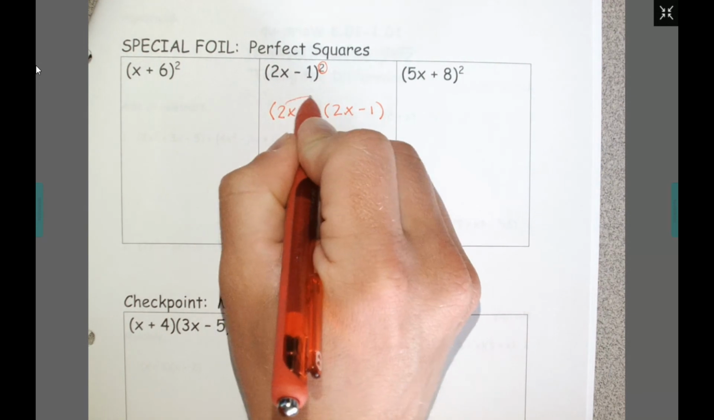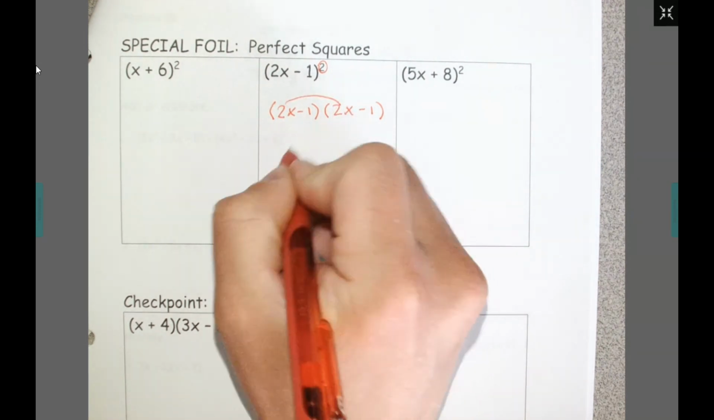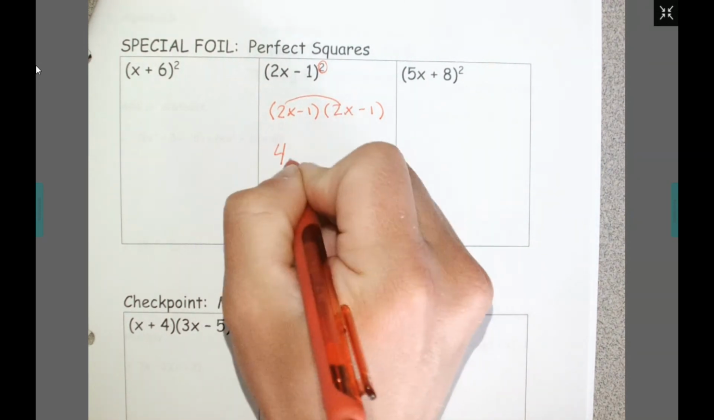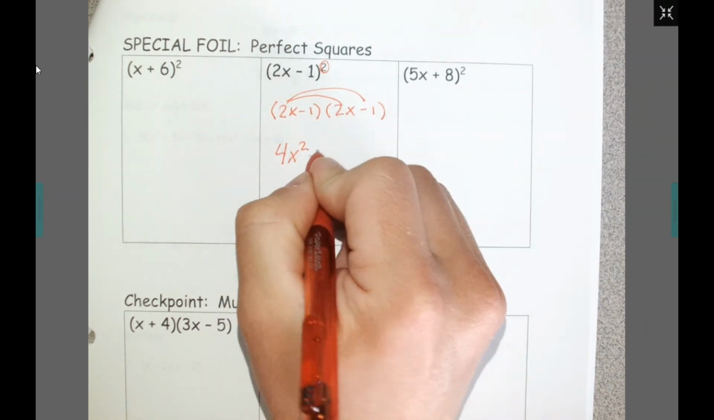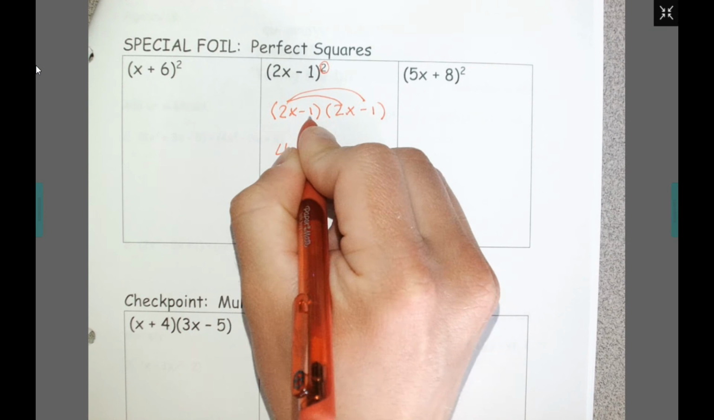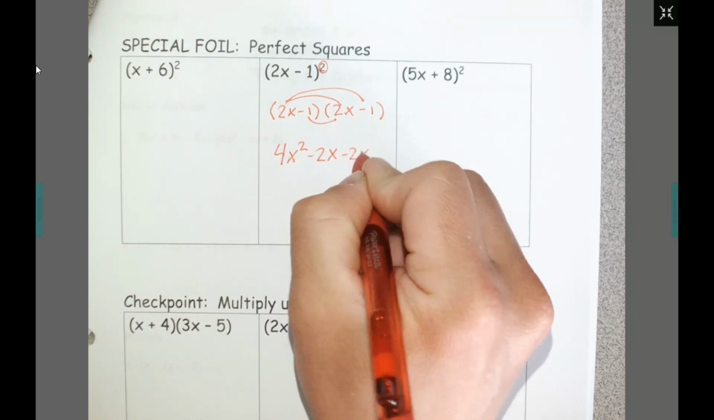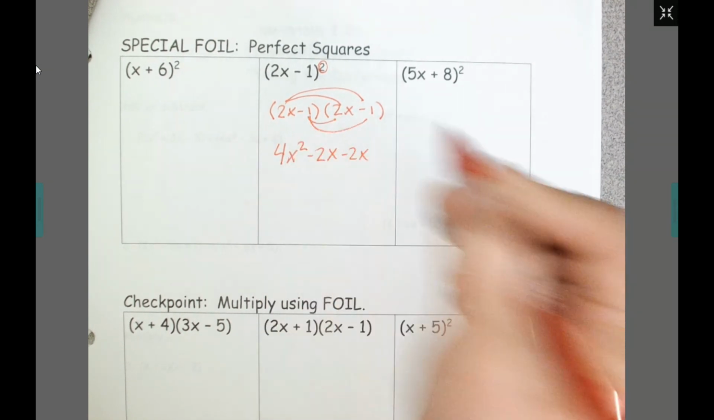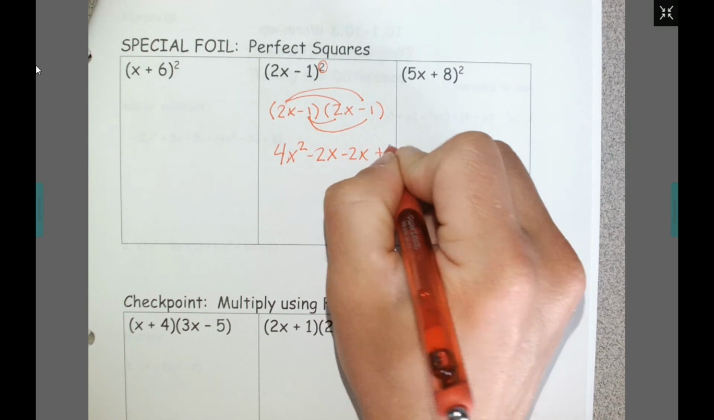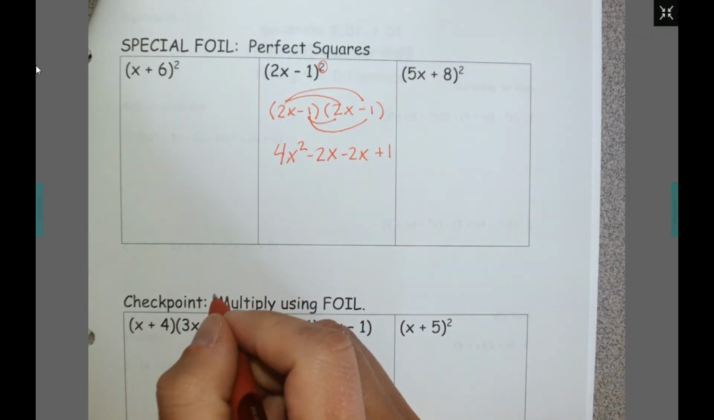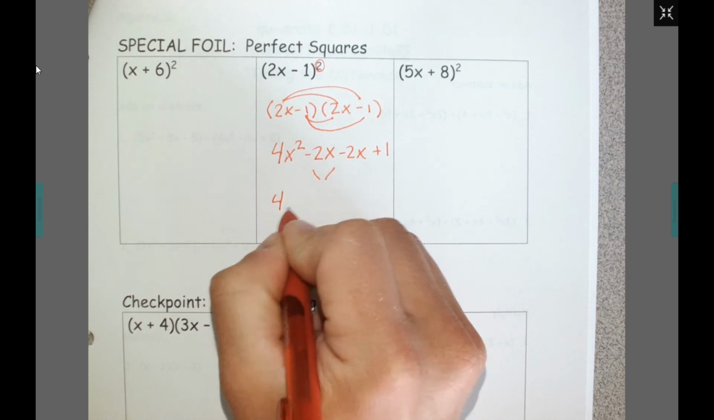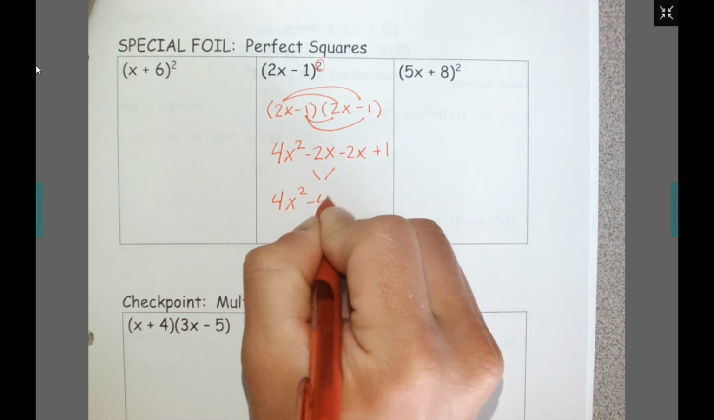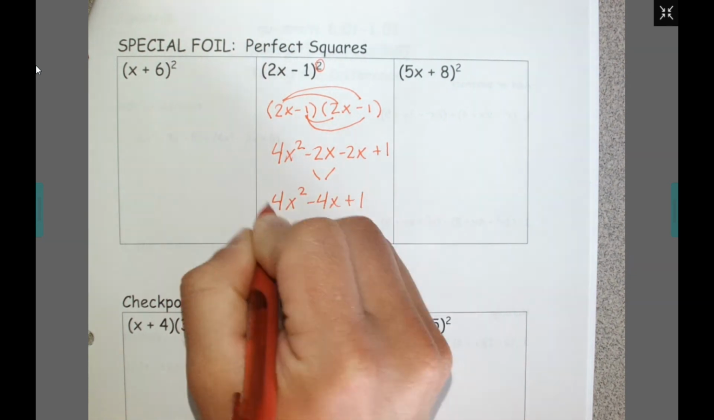So doing this, we're going to follow the same pattern we did on the previous page where we're just going first. So 2 times 2 is 4. X times x is x squared. We're going out, so minus 2x. We're going in, minus 2x. And we're going last. So a negative 1 times a negative 1 is going to be a positive 1. Again, simplifying, combining your middle, it's going to leave me with 4x squared minus 4x plus 1.